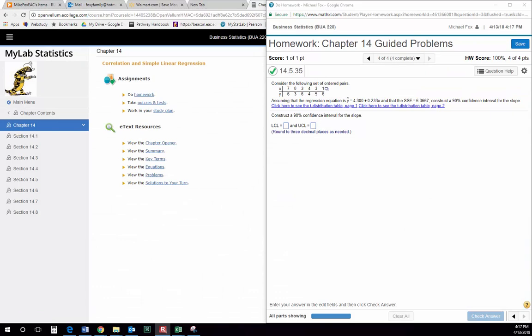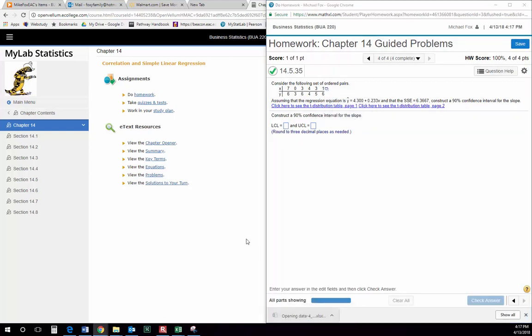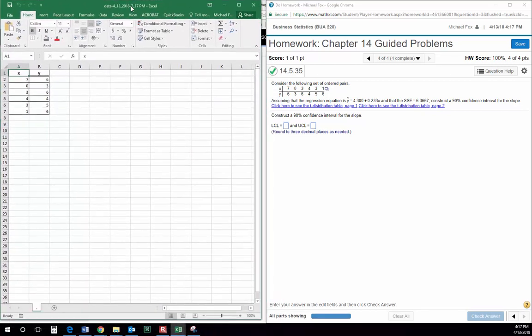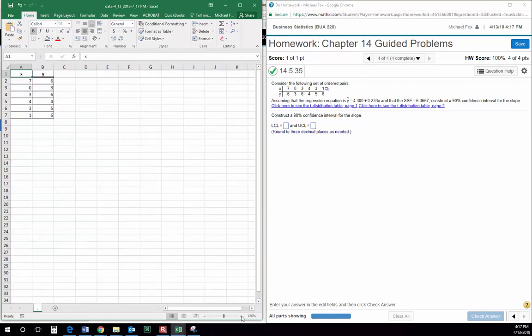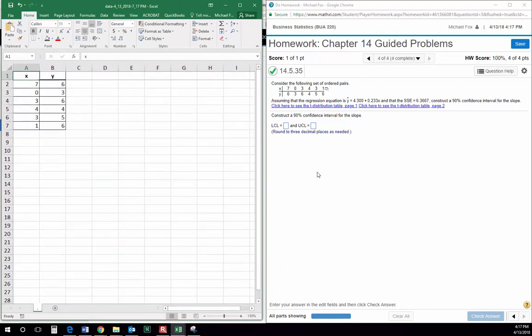All right, so here's our last problem. It's a little bit easier than the last one just because we can rely on Excel to do more of the work. So I'll open in Excel. And there it is. I'll make it a little bit bigger. Okay, so this is: consider the following set of ordered pairs, assuming the regression equation is, it gives us the regression equation. Construct a 90% confidence interval for the slope. So we want to figure out how confident we are in that slope.